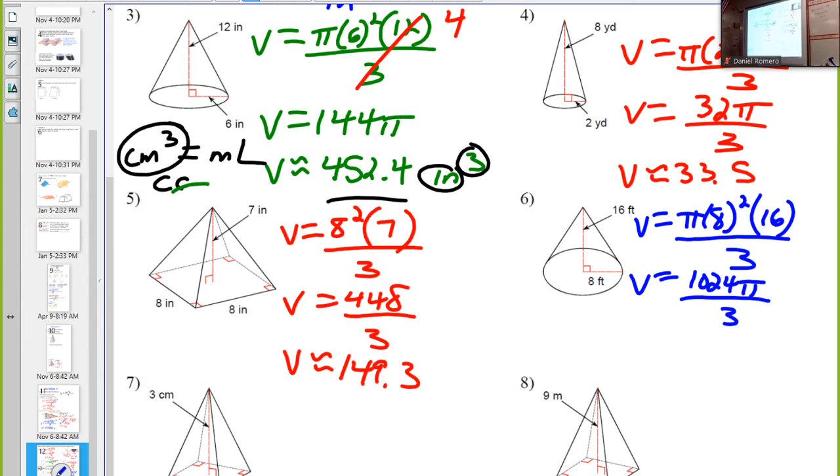Occasionally you might see it go back to the next word. I prefer leaving it as proper, and then I'll calculate it. 1024 pi divided by 3. I'm getting 1072.3. What would the unit be, if they asked you for a unit?